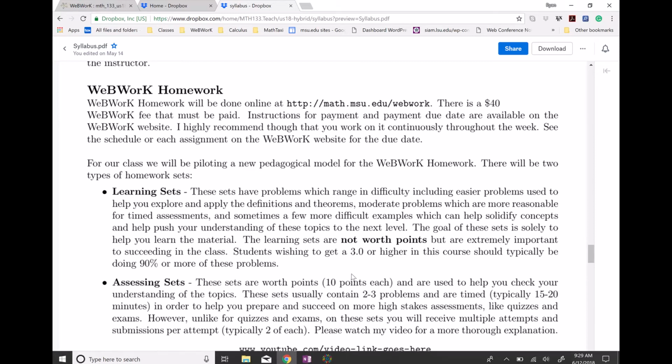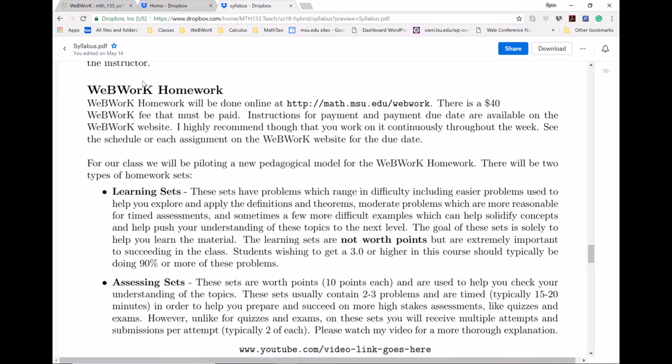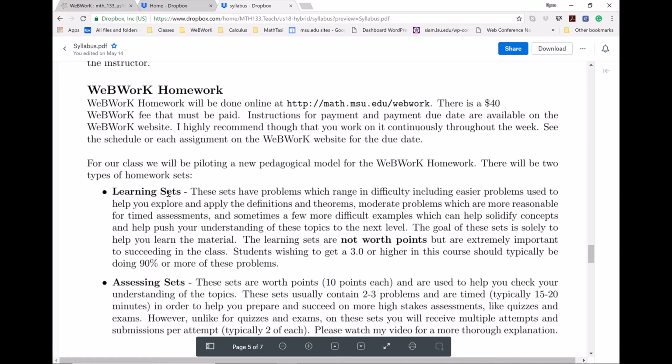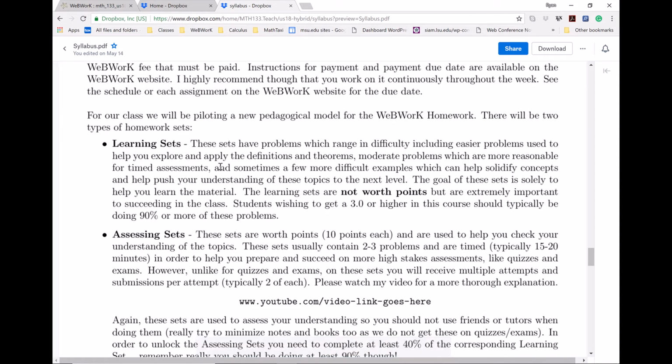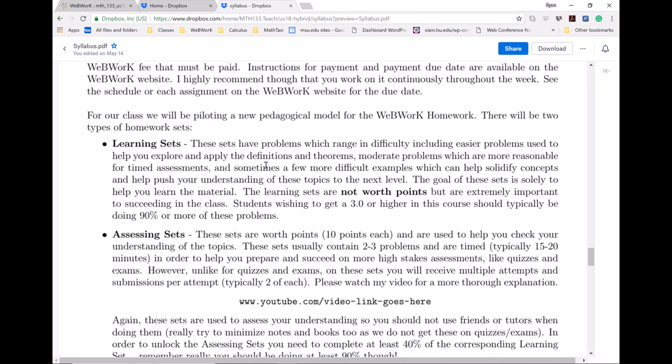In this video, I just wanted to go over the WeBWorK homework system that I'm going to be implementing in this course. It may be a little bit different from what you're used to if you've had WeBWorK here at MSU. So there's going to be two types of sets. There are the learning sets, and the big thing here is that this is your opportunity to really learn and master the material.